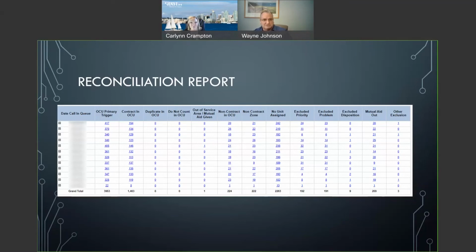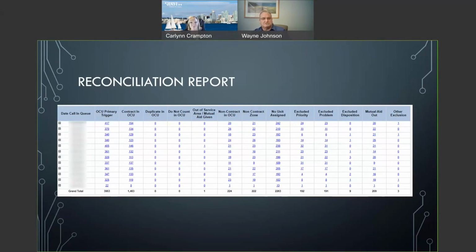If you had any that were do not count, for whatever reason, they shouldn't have counted, that'll show up there. Your mutual aid out of service area calls, and any non-contract in OCU calls. These are ones in your OCU that allow you to bring calls back to life. Maybe they're not specifically contractual calls, but at some point somebody may say, hey, this should have been a contractual call.